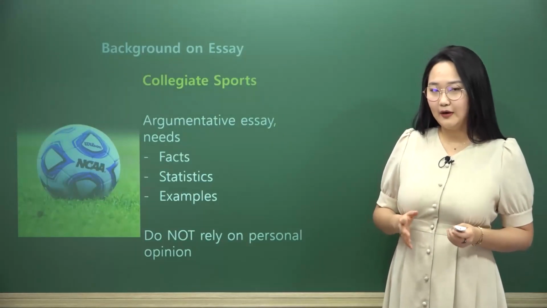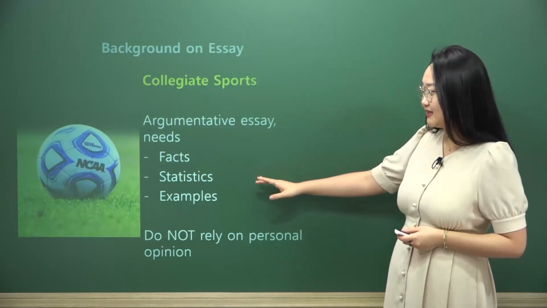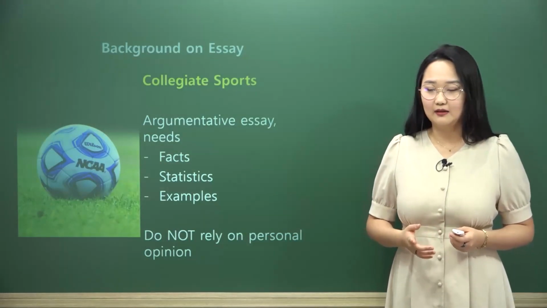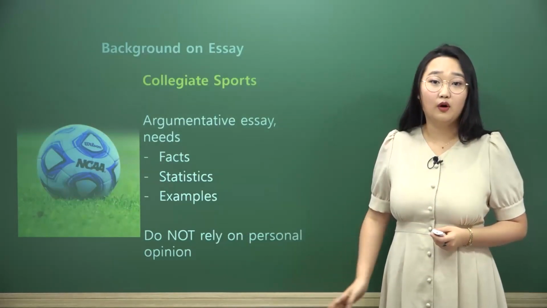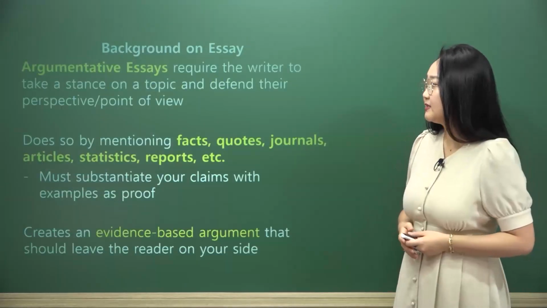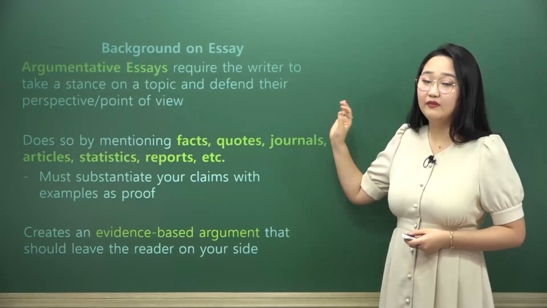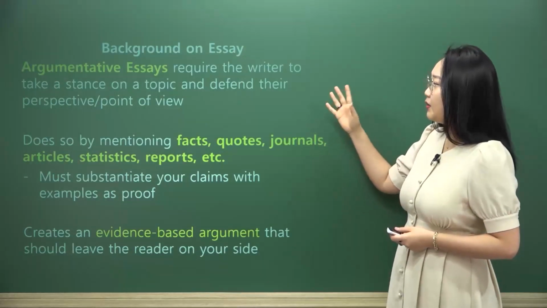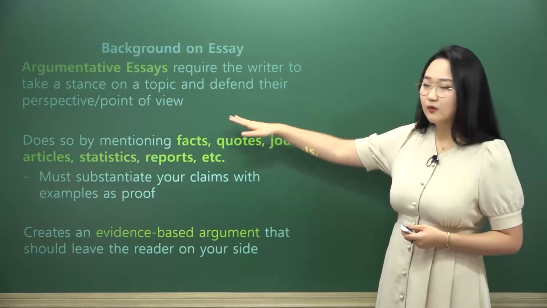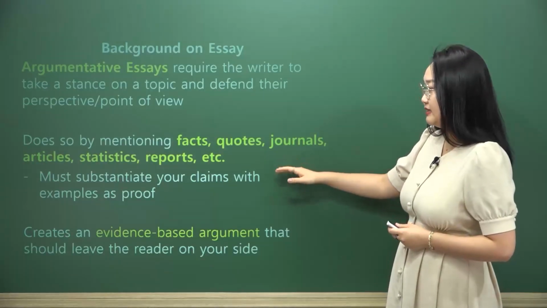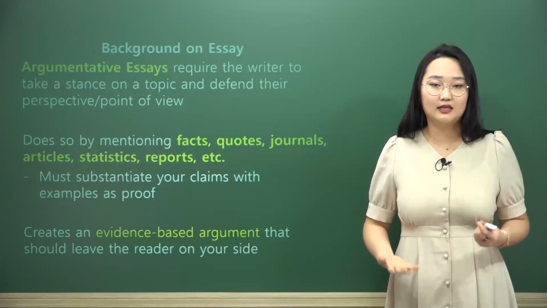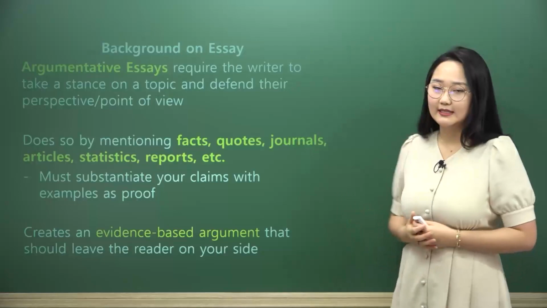Now, a little bit more about the background of this essay. Argumentative essays need facts, statistics, examples, and do not rely on personal opinion. I'm going to be talking about this in a bit more detail, but that's generally what we want to be discussing and we want to be using in our argumentative essays for a number of reasons. But a little bit more about the actual background of the argumentative essay itself. It requires the reader to take a stance on a topic and defend their perspective or their point of view. Here, these words are interchangeable, and this is happening and does so by facts, quotes, journals, articles, statistics, reports, etc. So what do I mean by all of these examples?